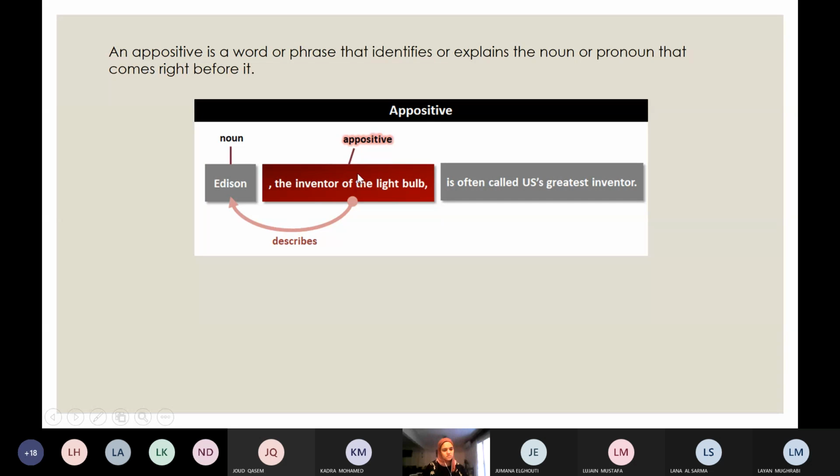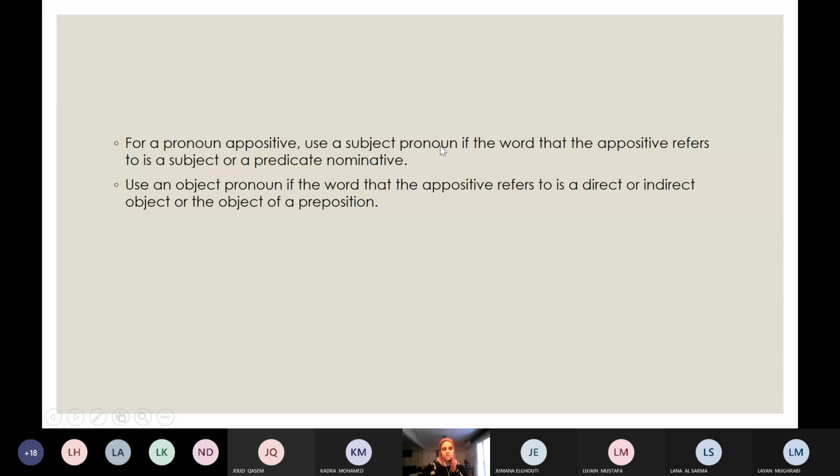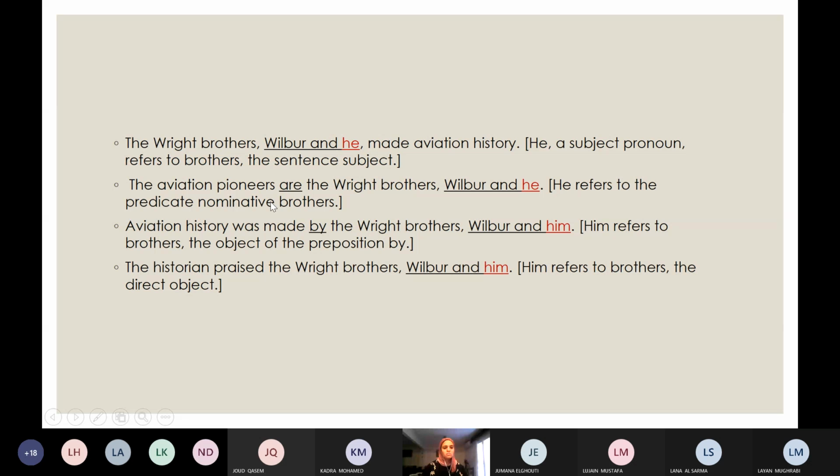So when the appositive comes, if there is a pronoun, it will be in the subject case, it will be he. What if Edison was an object of preposition, as in "of Edison's greatest invention"? After the preposition, it is an object of preposition, so the appositive will be an object. We use a subject pronoun if the word that the appositive refers to is a subject or predicate noun. We use an object pronoun if the word that the appositive refers to is a direct or indirect object or the object of a preposition.